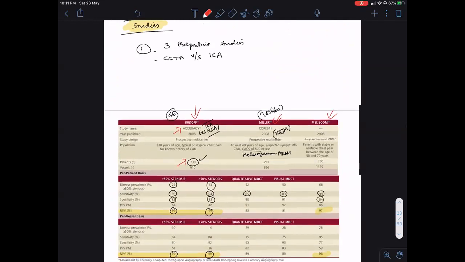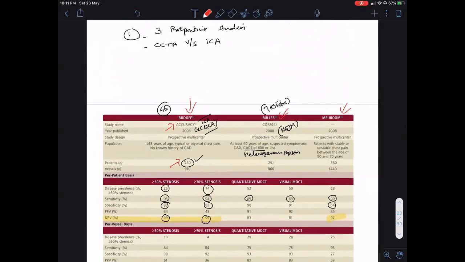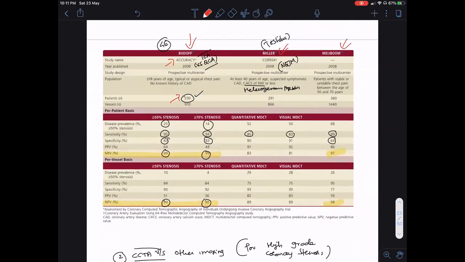So moving on to a few prospective studies on CTCA versus invasive coronary angiography. We need to be aware of these three studies, at least briefly. The first one is the ACCURACY trial. ACCURACY and CORE 64 are essentially two sides of the same coin. The first was sponsored by GE, and Toshiba sponsored the CORE 64 study. They looked at coronary angiogram by CT versus invasive coronary angiogram in all comers who presented with typical or atypical pain, but with no prior history of CAD.